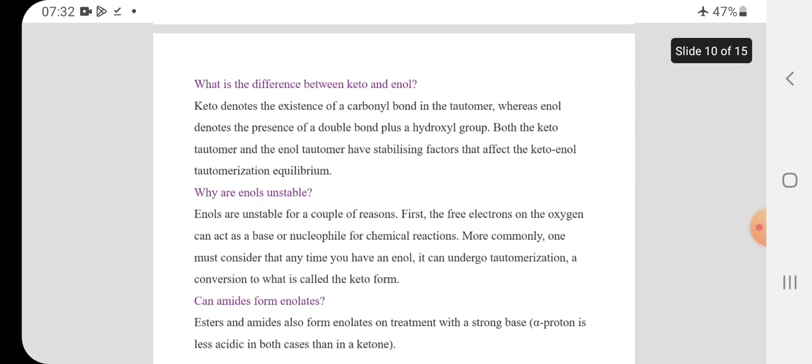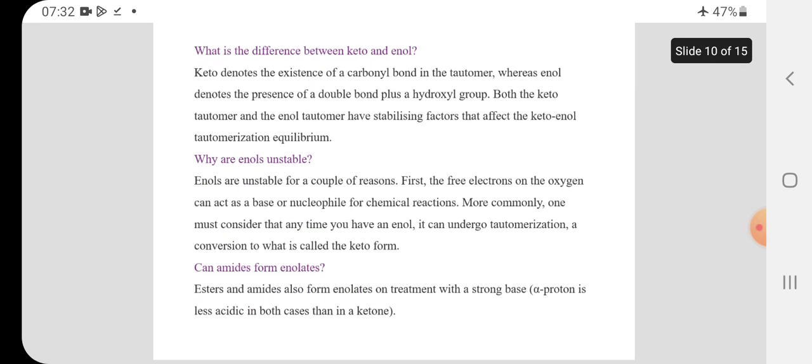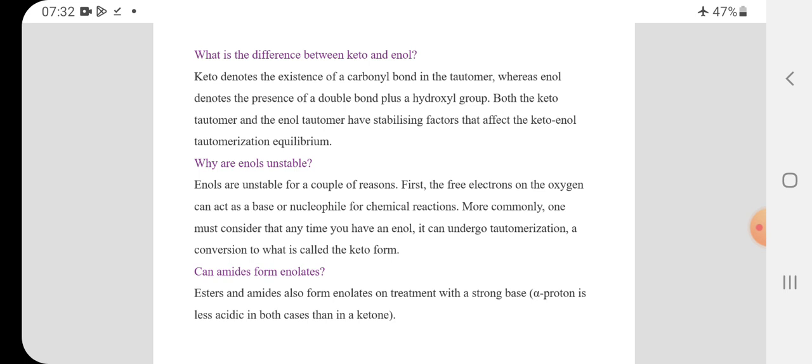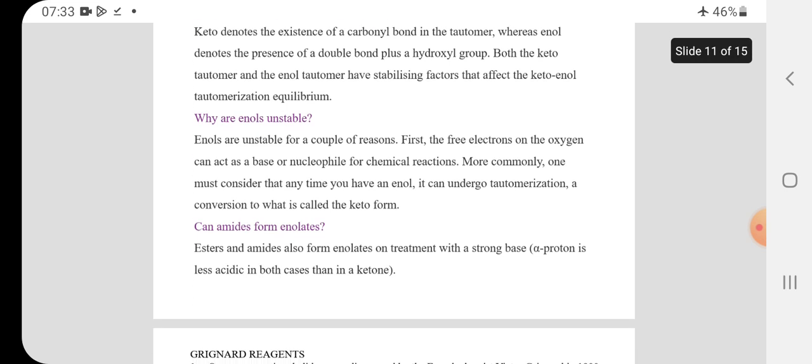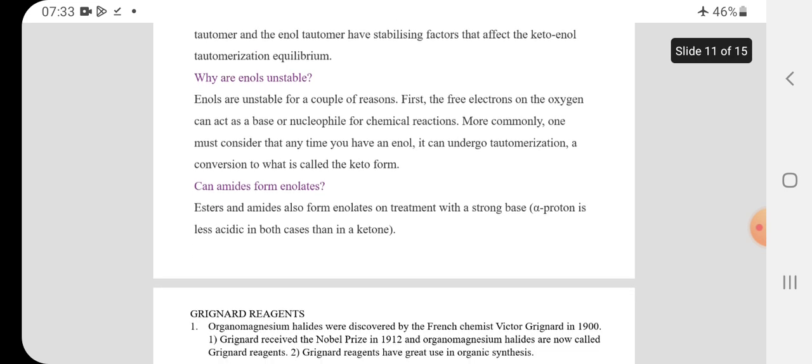The next question, what is the difference between keto and enol? Keto denotes the existence of a carbonyl bond in the tautomer, whereas enol denotes the presence of a double bond plus a hydroxyl group. Both the keto tautomer and the enol tautomer have stabilizing factors that affect the keto-enol tautomerism equilibrium.